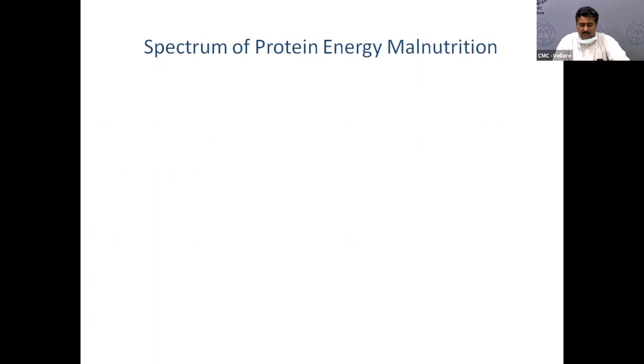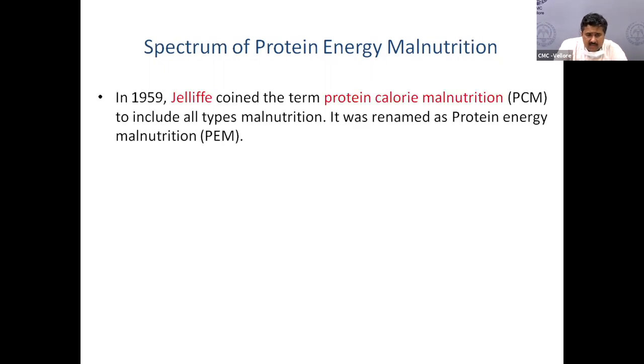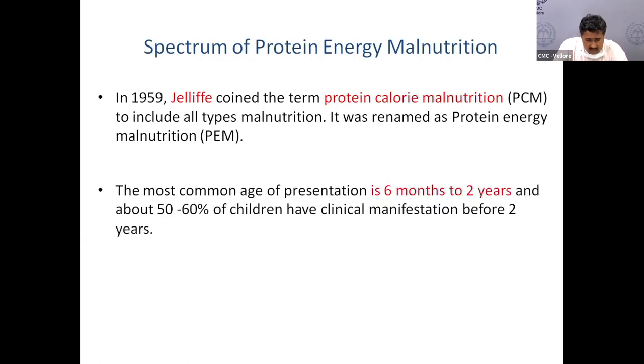So if I talk about the spectrum of protein energy malnutrition, initially the syndromes which were explained, like kwashiorkor, marasmus, edematous malnutrition, all say it's only the tip of an iceberg. Malnutrition was widely affecting children under 5 or more, in all domains. Jelliffe coined the term protein calorie malnutrition. Later it was renamed protein energy malnutrition. The most common age, as I said, is around 6 months to 2 years of age, and 50 to 60% of children had clinical manifestation before 2 years of age.